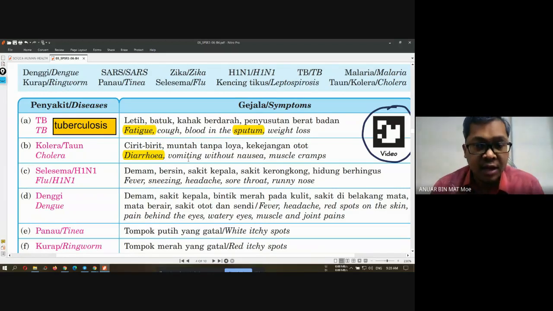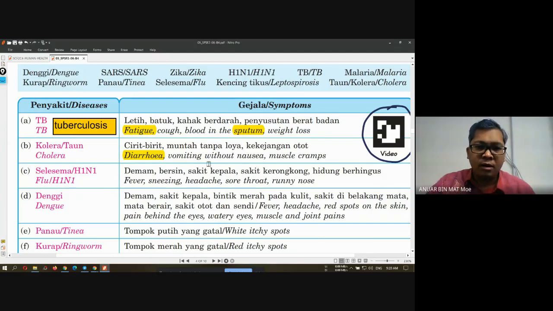Large intestine, right? But maybe there is an irritation or inflammation on the large intestine because maybe there is cholera bacteria or cholera pathogen inside it. So it cannot absorb the undigested food properly. Then the extra or the excess water will go out when we pass bowel. And when you go to the toilet, extra water is also being removed. This is what we call diarrhea.